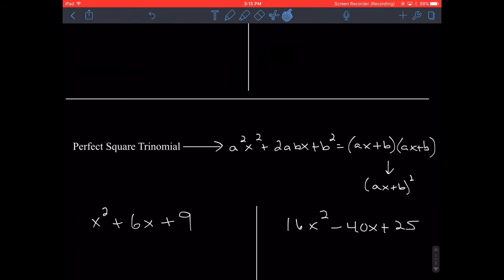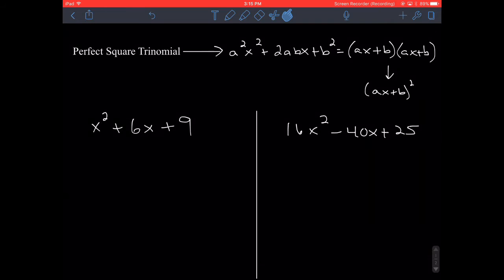And now on to our second special case, the perfect square trinomial. This says that any trinomial that fits the form of a squared x squared plus 2abx plus b squared factors down quite nicely into ax plus b times ax plus b, or more elegantly, ax plus b quantity squared.